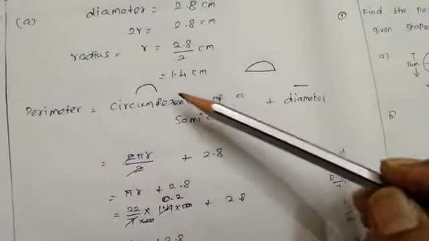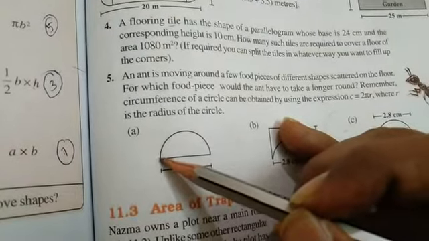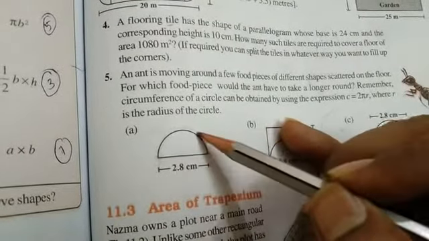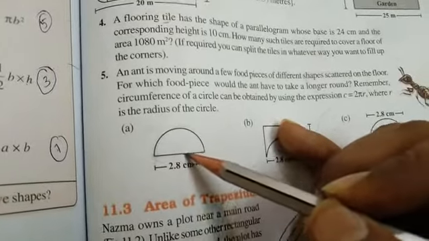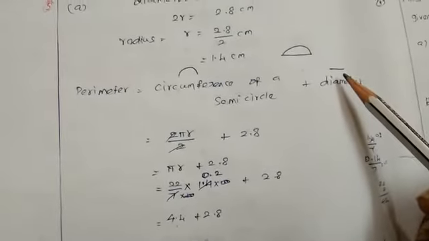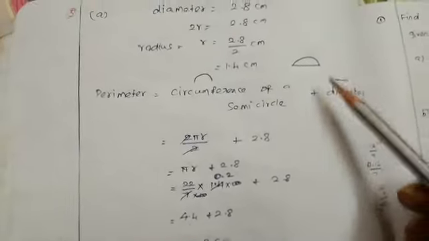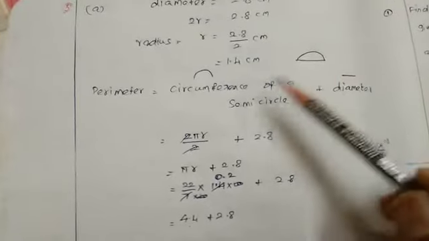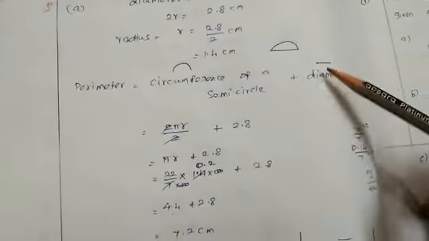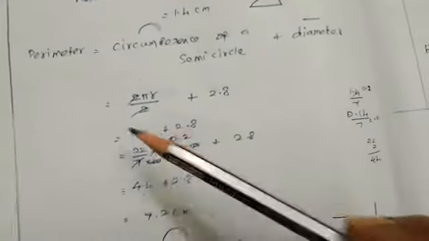Perimeter means, just recall, you need to cover all those things. First we start at this point, no? So semicircle plus diameter. So for that, circumference of semicircle plus diameter. Next we need to find only the length of the bordered line. So circumference of semicircle plus diameter: 2 pi r divided by 2 plus diameter, which is given as 2.8 centimeter. So cancel this 2, pi r plus 2.8.